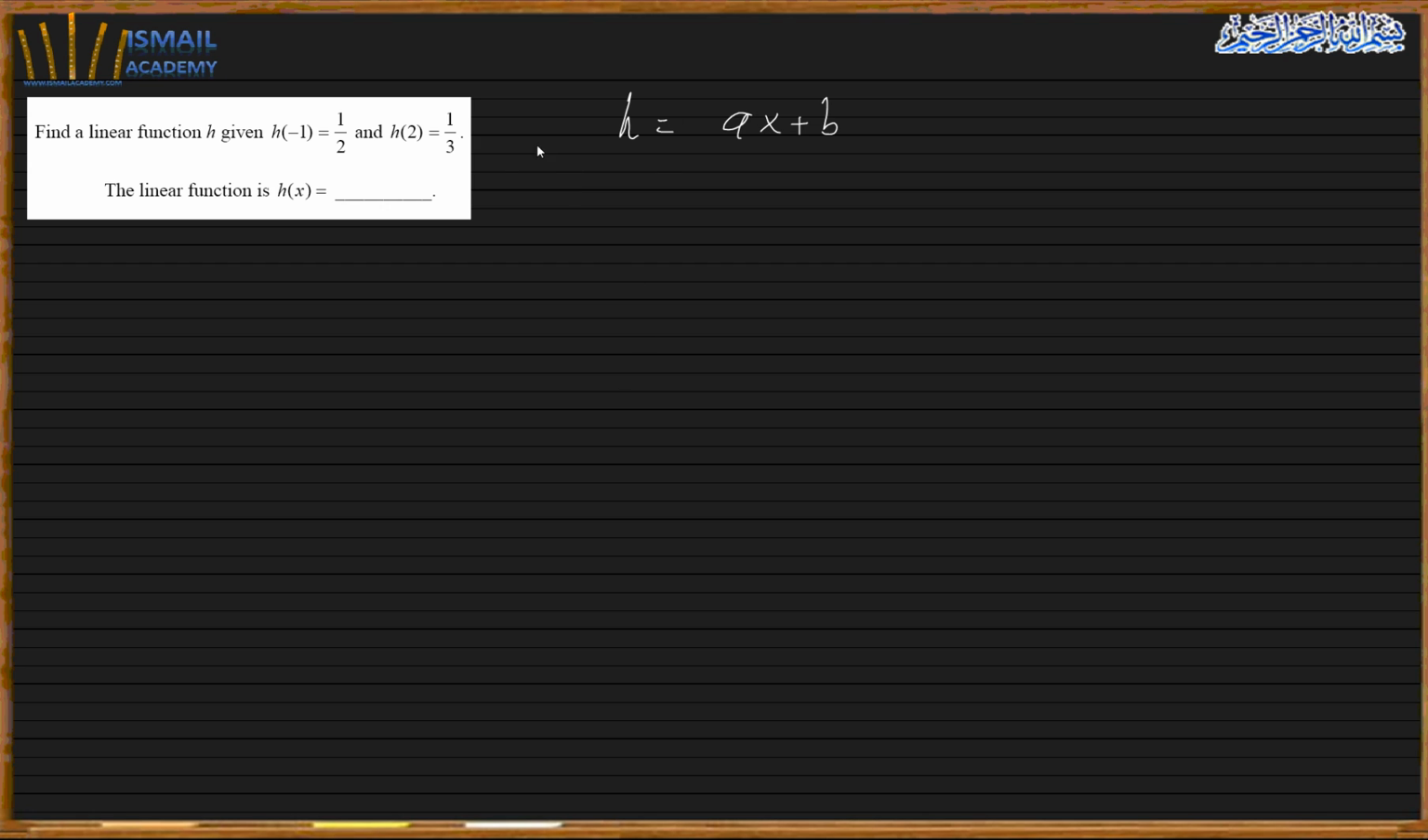Here, to create those, I'm going to use the inputs they give me here, minus 1 and 2. So for h of minus 1, I just substitute x by minus 1, which is going to be minus a plus b, and h of minus 1 is equal to half, so it's going to be half equals minus a plus b. I do the same thing here. We have h of 2, which is equal to a times 2, which is 2a plus b, and we know that h of 2 equals 1/3, so 1/3 equals 2a plus b.